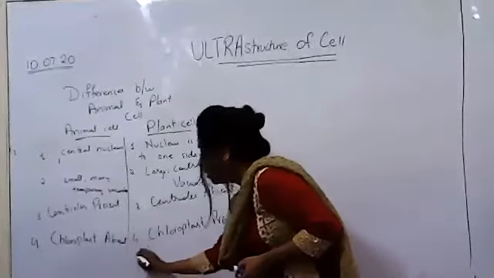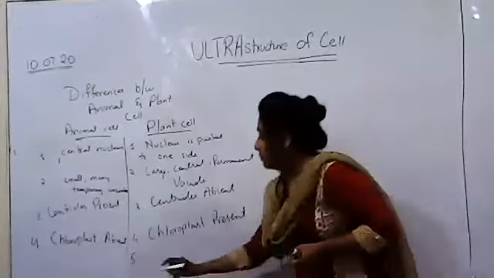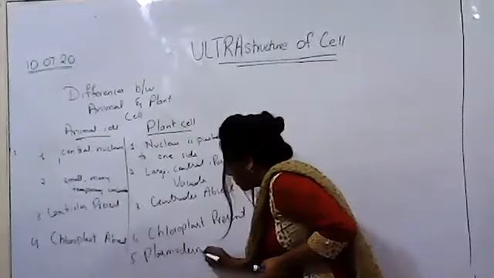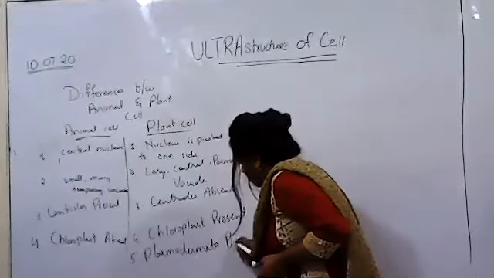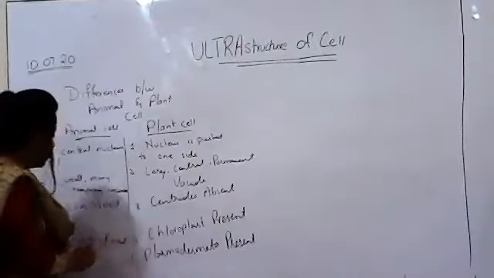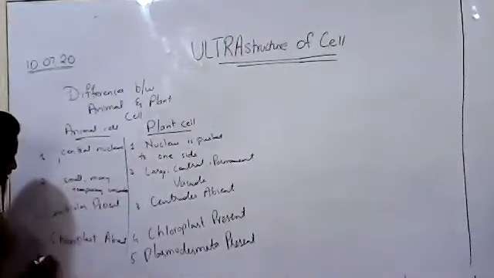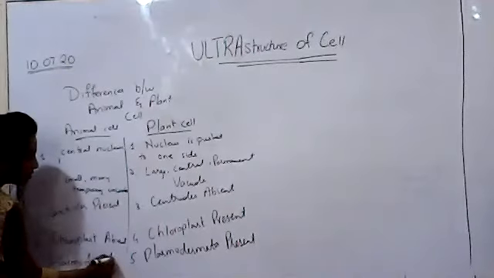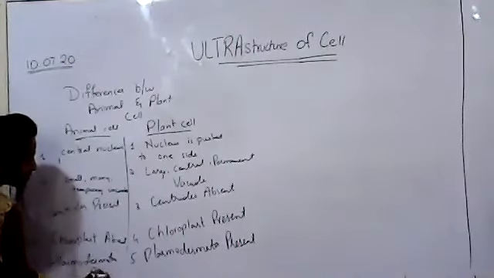And the last one was plasmodesmata. Plasmodesmata present, whereas here, the plasmodesmata were absent. Number 5, plasmodesmata absent.